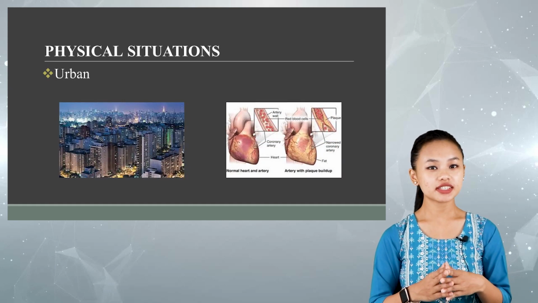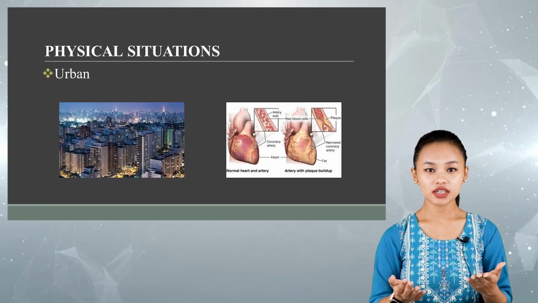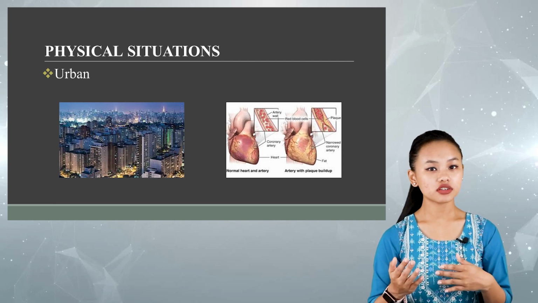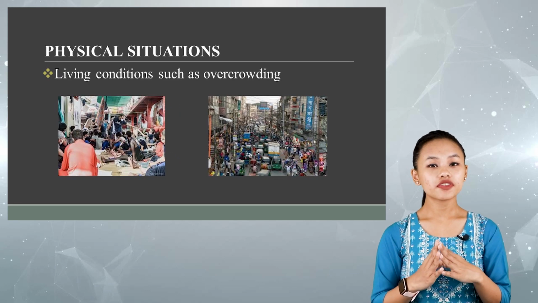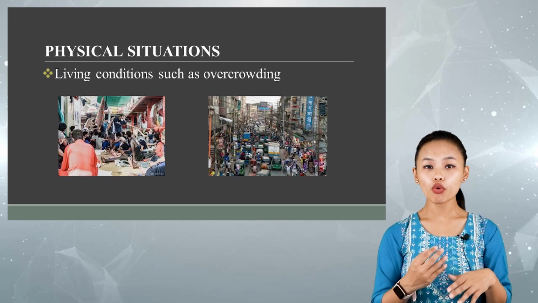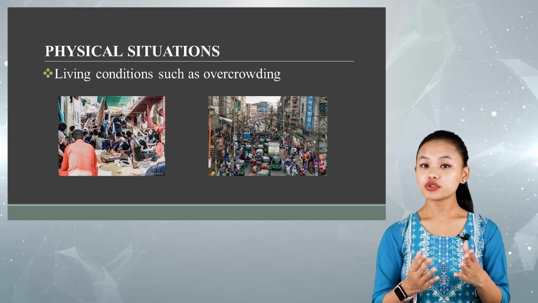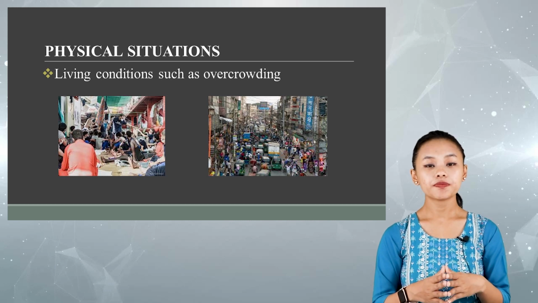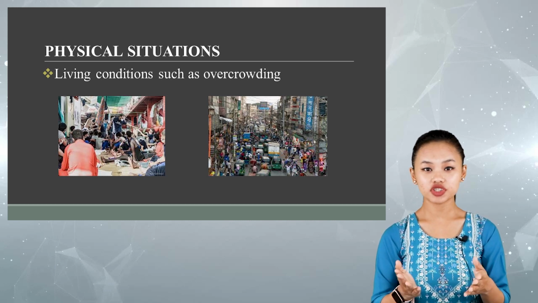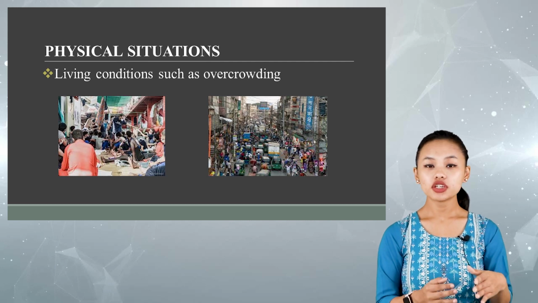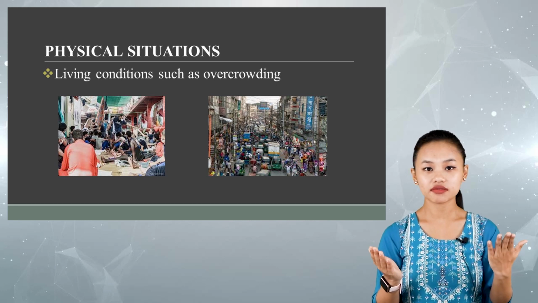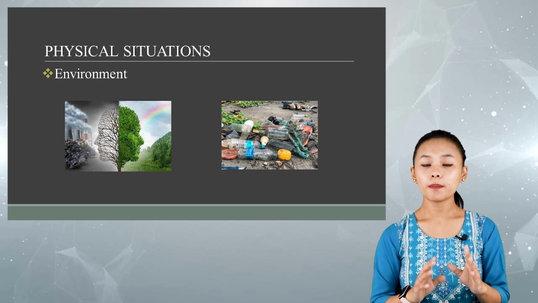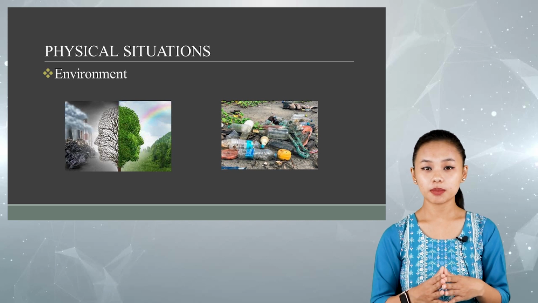If a person is living in an urban setting, it can also lead them to suffer from coronary artery disease. Also, if they live in a place which is overcrowded, it can lead them to suffer from various kinds of disease such as asthma and other nutritional deficiencies, which can lead one to suffer from kwashiorkor or marasmus. Here, the environment in which one lives plays a major role for one to develop illness.